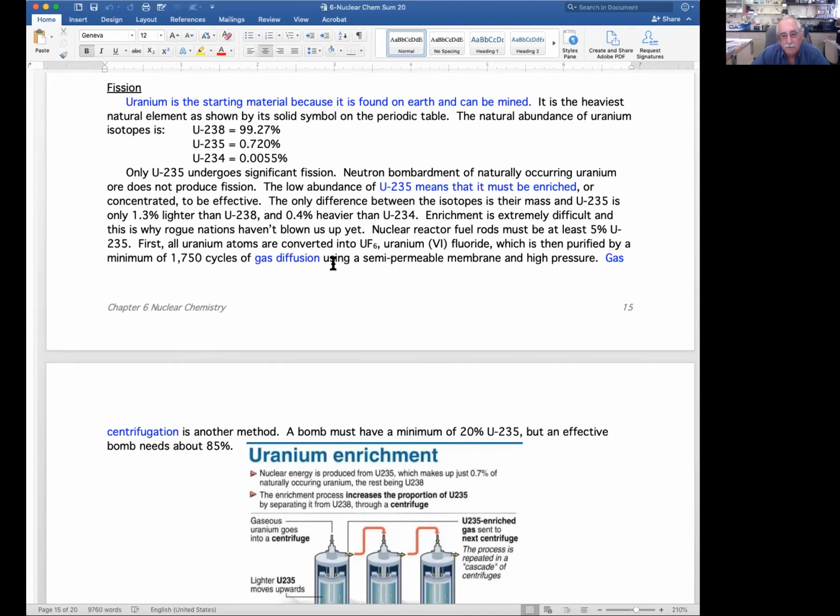So fission is what's used in nuclear power plants. And uranium is the starting material because it's found on Earth. You can mine it. Most of it is uranium-238. This is what we want, uranium-235. So you have to separate out the other ones from it.